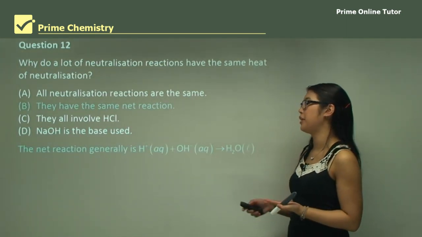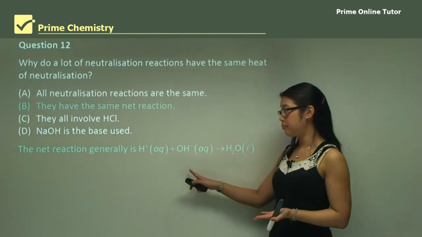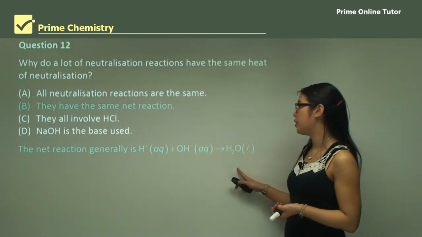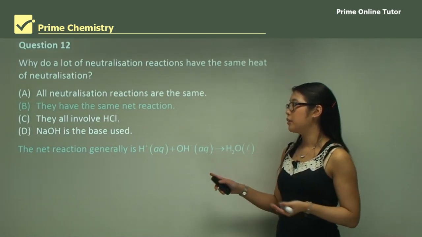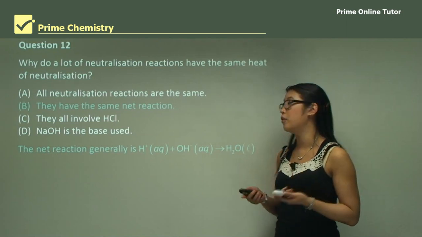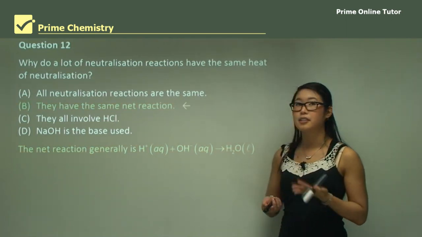So B, they have the same net reaction. This is true because the net reaction is the protons released from the acid reacting with the hydroxide ions released from the base, and that gives us the net of water produced. Usually this is a net reaction, and a lot of spectator ions are involved and produce salts which are not involved in this reaction. So B is the correct answer here.